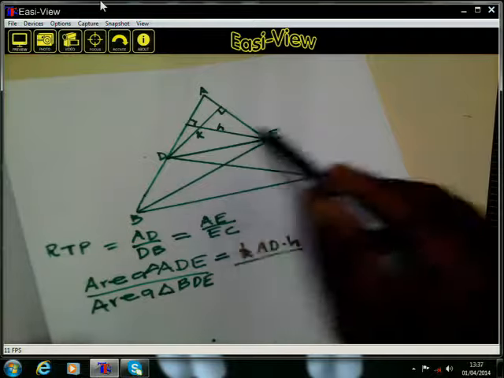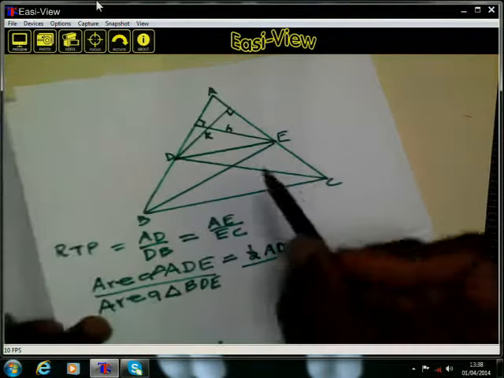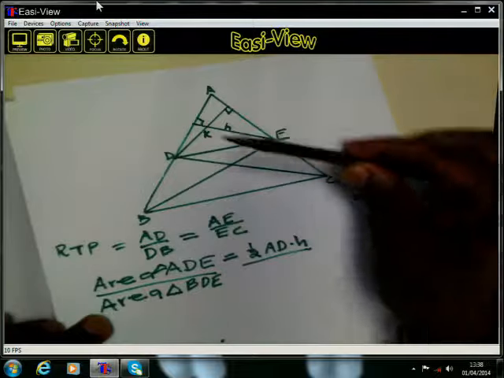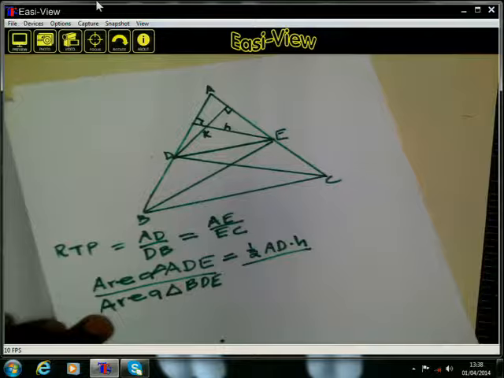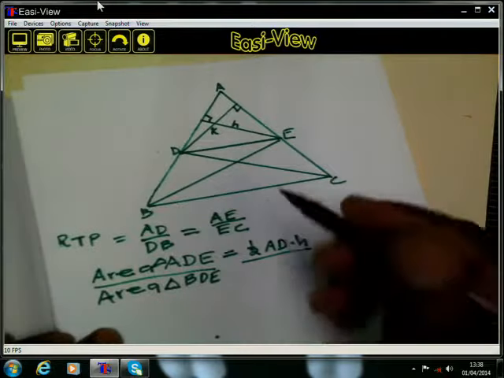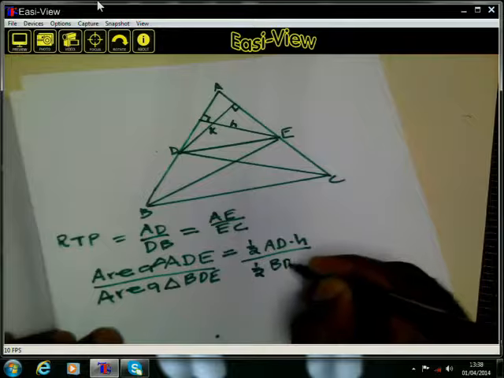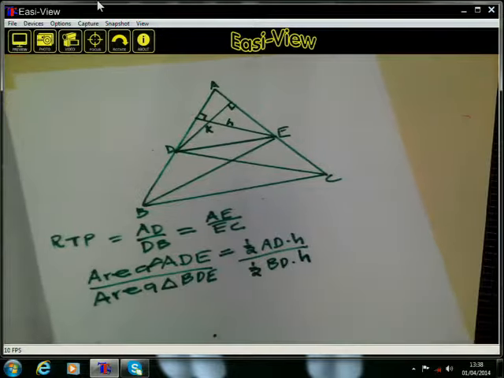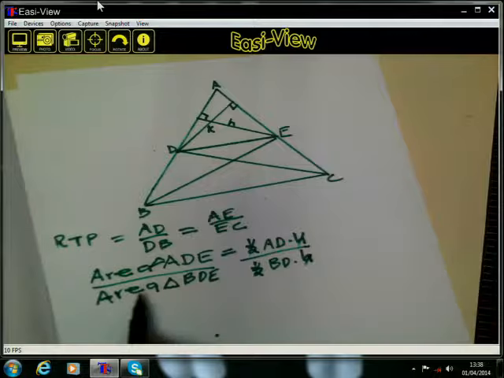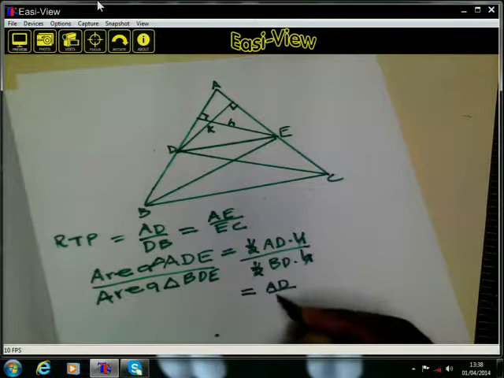Now, however, let's go to triangle BDE. This is BDE. When you look at that triangle, there is no way in which you can have the perpendicular height inside it. It means the perpendicular height of that triangle will be outside that triangle, and it will still be this h. Now, what is the base for that? The base will be BD. So you are also multiplying half by BD, multiplied by the perpendicular height h. Now, you can easily see that the half will cancel the half and the h will cancel the h. So the area of triangle ADE over area of triangle BDE will be equal to AD over BD.